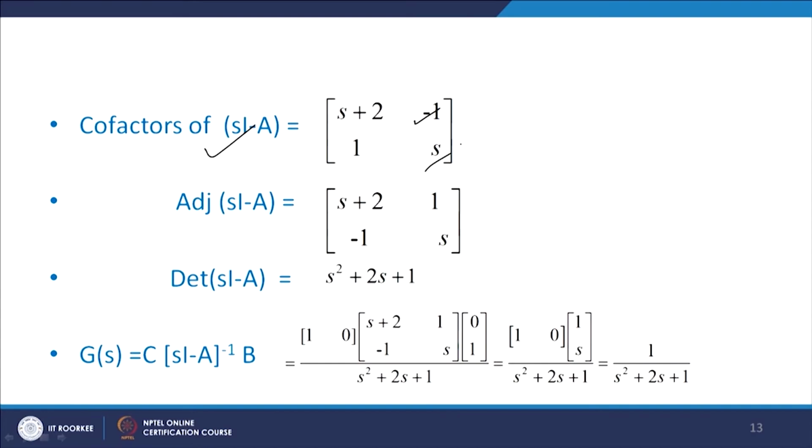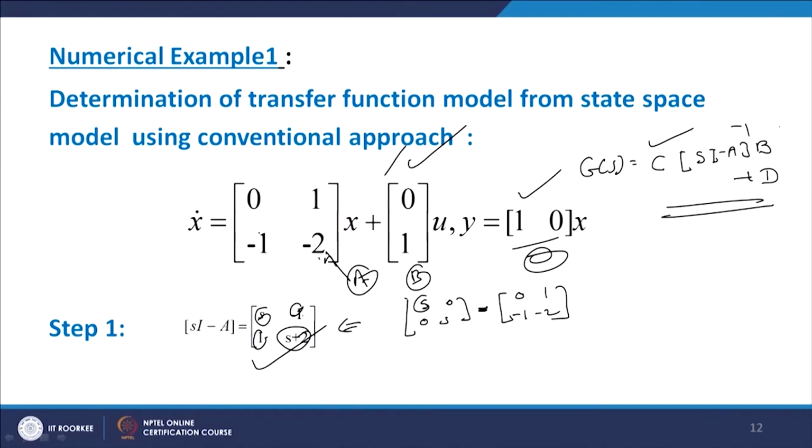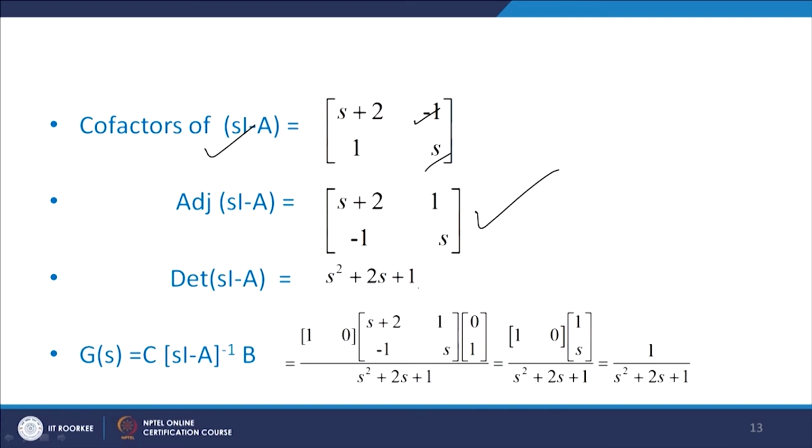Now we have to take the adjoint. Adjoint means we take [s plus 2, 1; minus 1, s], this we got as the adjoint, and then we require the determinant. So how to calculate the determinant? We calculate it as s times s plus 2, then plus 1, that is s square plus 2s plus 1. We can say this is the determinant.